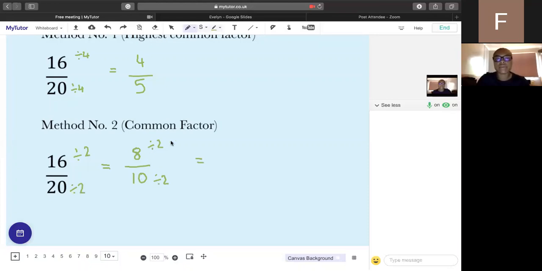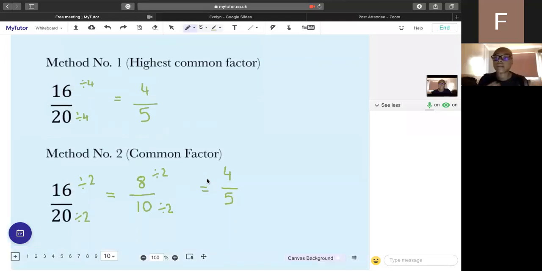And then we get, so 8 divided by 2 is 4, and 10 divided by 2 is 5. And then that's where we stop, because there's no more common factors between the two. So you can decide to do it using the highest common factor way, or you can decide to do it using the common factor way. When you get to much larger numbers, it would be easier to do the common factor way. You just have to remember your different factors for different numbers.